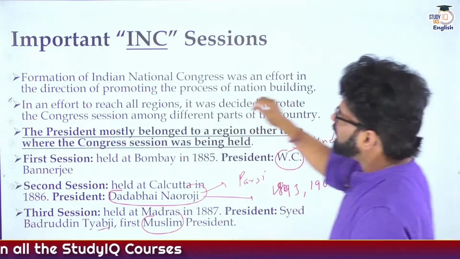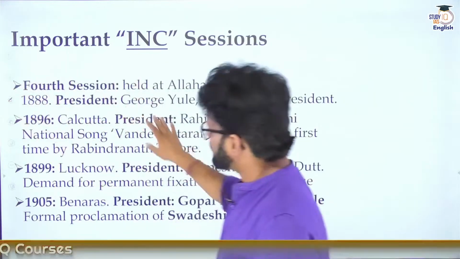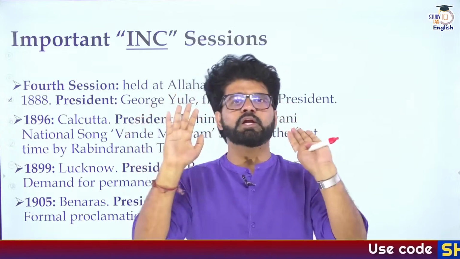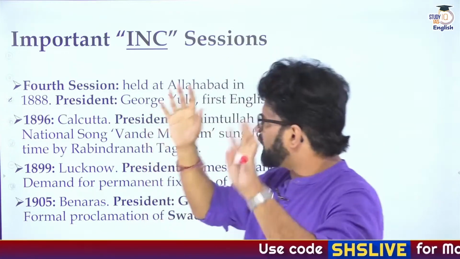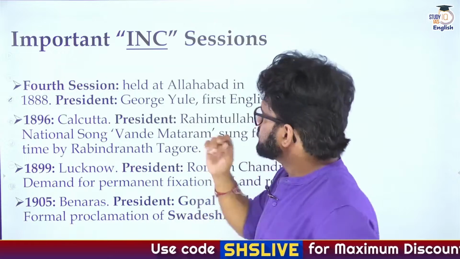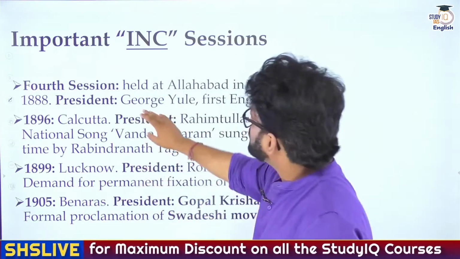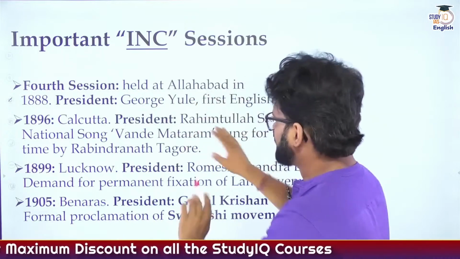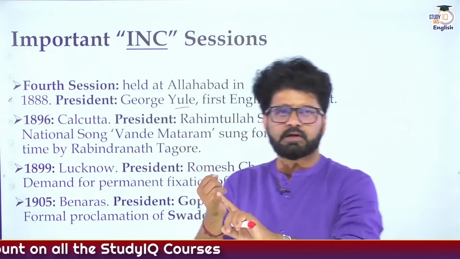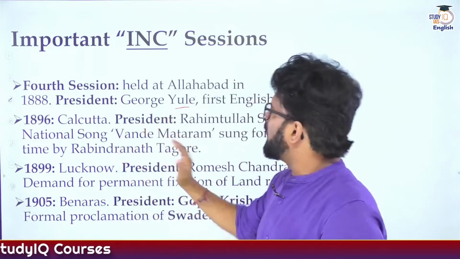Fine. What else? Just have a look at these sessions and then we will summarize with the 15 most important sessions that will be coming. And remember the order. In that order only, you have to read those sessions. So the 4th session was held at Allahabad, we have talked about it, George Yule, and he is a Christian. 4 people, 4 different religions.